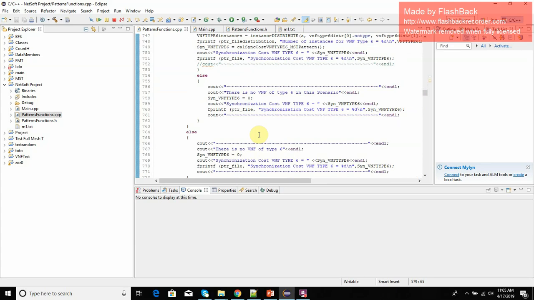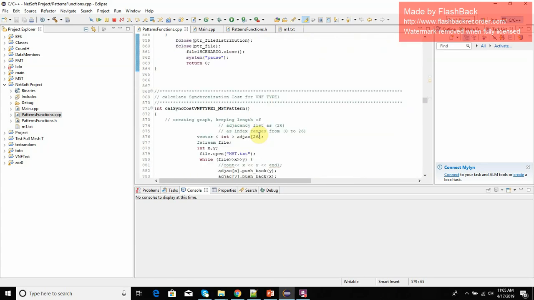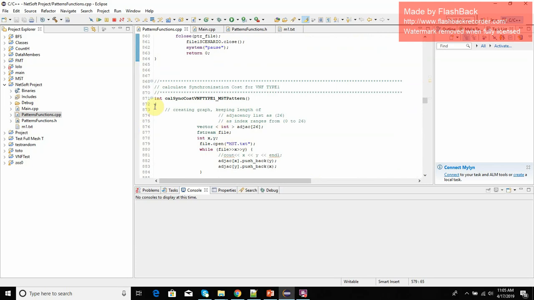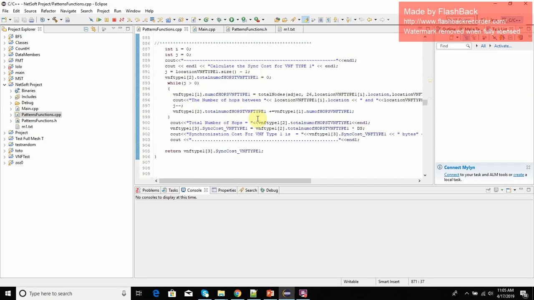How are we going to calculate the number of hubs? It will be explained here. So here, for example, is how we calculate the synchronization cost for VNF type 1. First of all, we have to store all the POPs that contain the VNF instances in a vector and call the function that is responsible for calculating the number of hubs. We can see this function here.